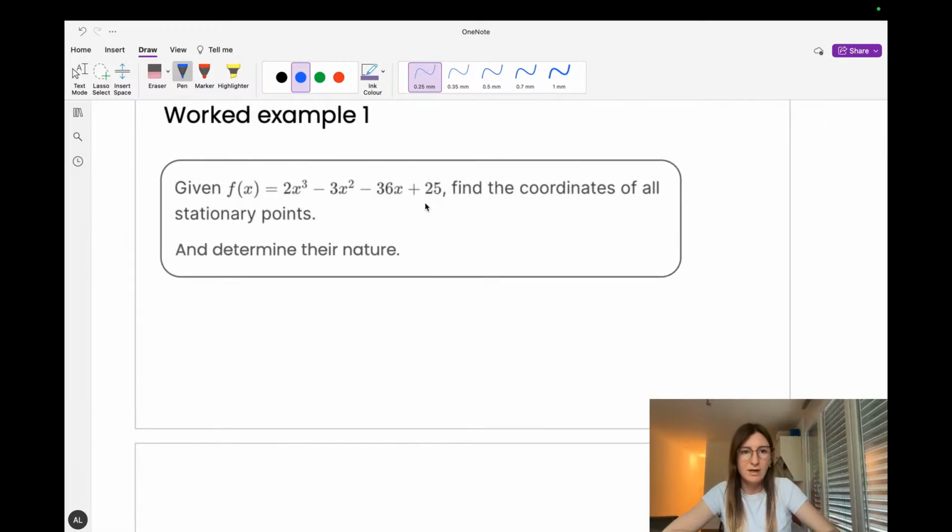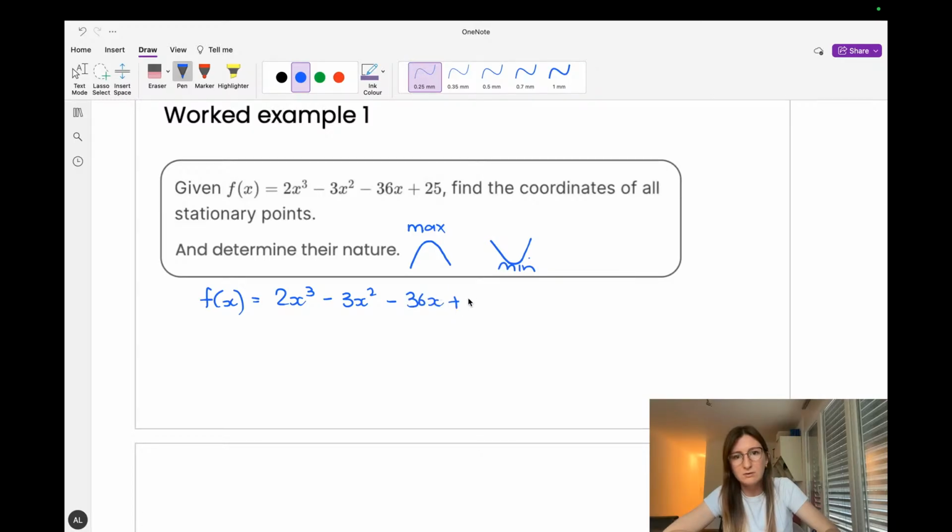All right, so we have our function f of x. Find the coordinates of all stationary points and determine their nature. When I say nature, well, the question says nature, it means is it a maximum or a minimum? Max or min, that's what we want to know. So first step was to differentiate. So I'm going to take that function. In fact, I might as well write the whole function. 2x cubed minus 3x squared. This is a long one.